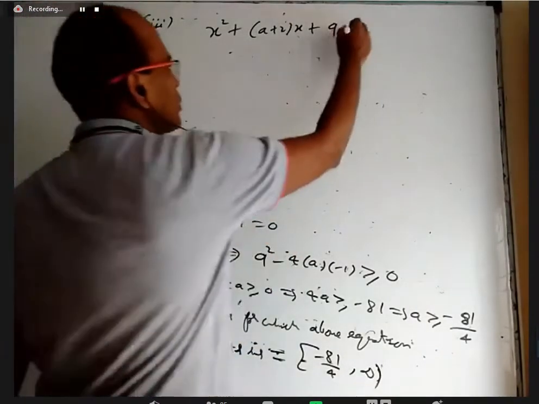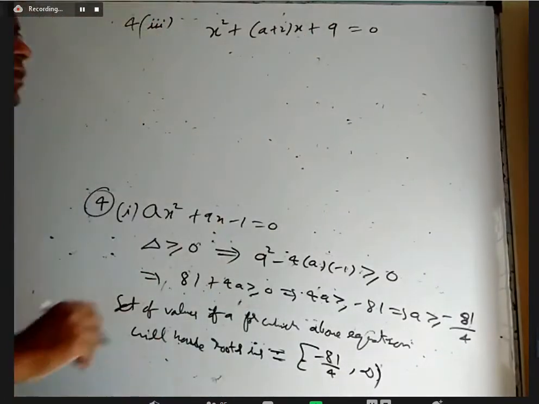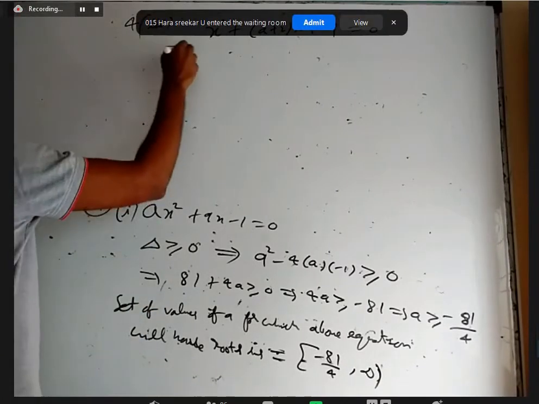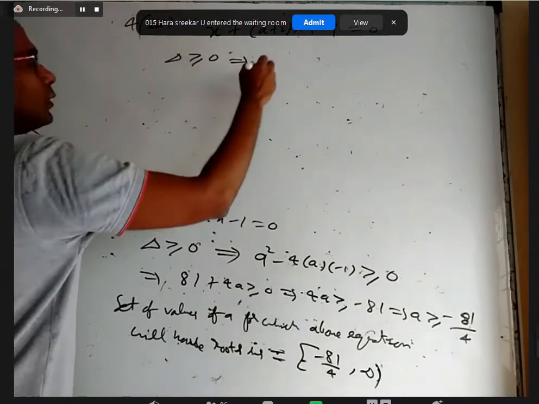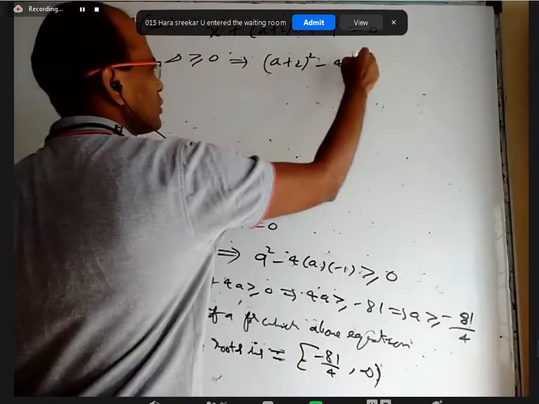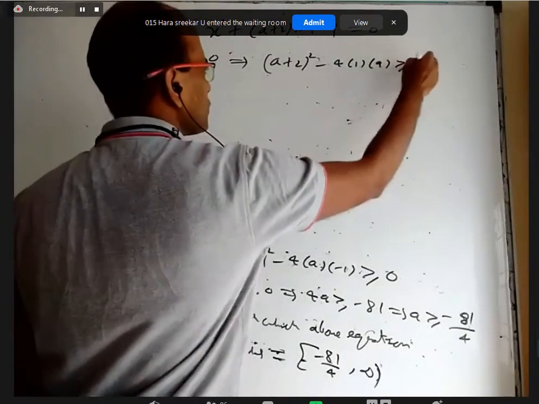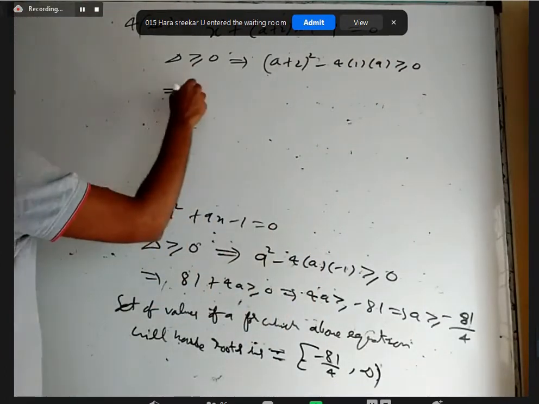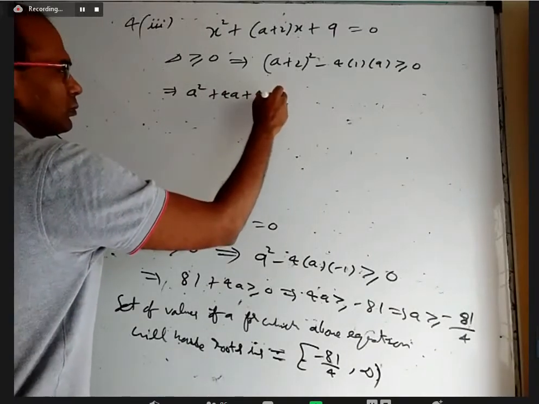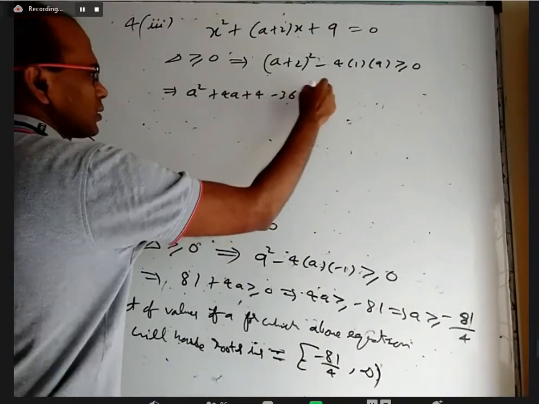Okay, fourth one, third one. We want to know for what values of a this equation has real roots. Okay, so delta should be greater than or equal to 0. (a plus 2) whole square minus 4 into 1 into 9. a square plus 4a plus 4 minus 36 greater than or equal to 0.